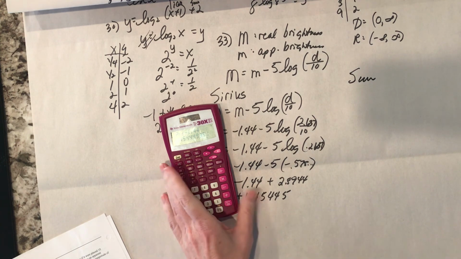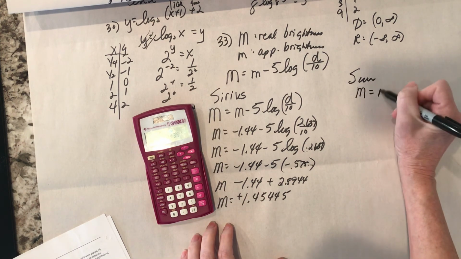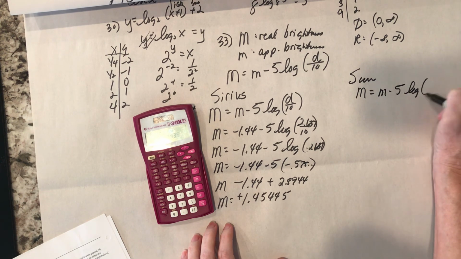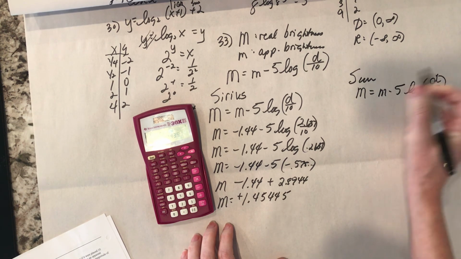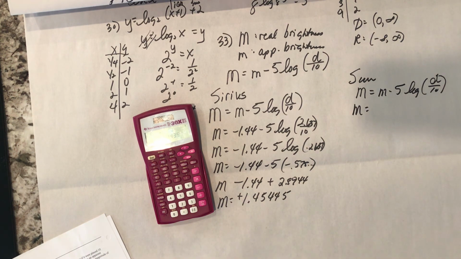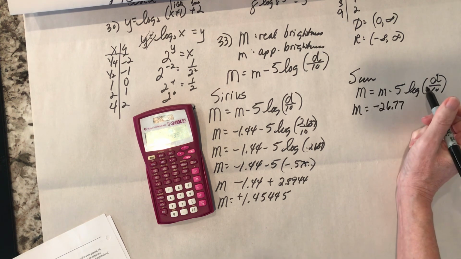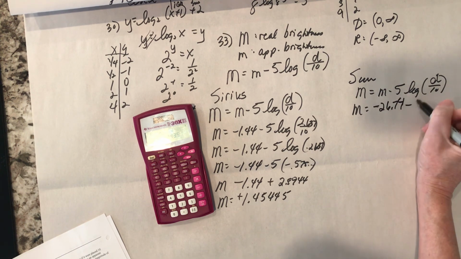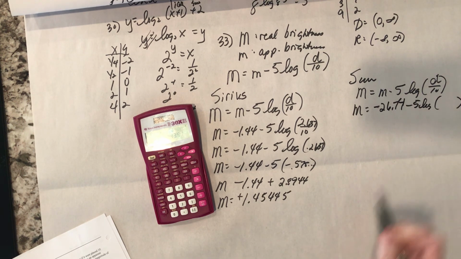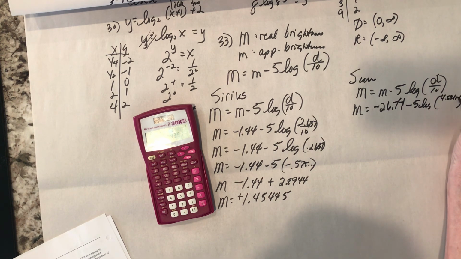Let's see, same formula. We need the apparent brightness of the sun. The apparent brightness of the sun is in that top paragraph, negative 26.74, minus 5 times the log of the distance that it is from Earth. That's 4.887 times 10 to the negative 6 over 10. Okay, let's go figure that.